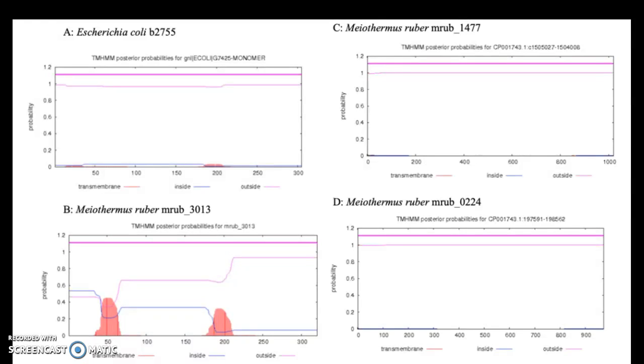These graphs each show any predicted membrane-embedded alpha helices in the structure of each protein. Red peaks indicate a predicted membrane-embedded alpha helical structure. For B2755, mRub1477, and mRub0224, there are no predicted alpha helices, meaning that their proteins are likely localized to the cytoplasm. The graph for mRub3013 shows 2 predicted alpha helices. However, they have low probability and the protein is most likely still localized to the cytoplasm.